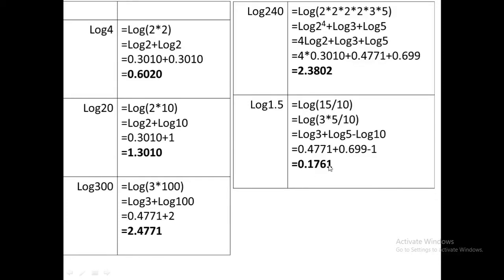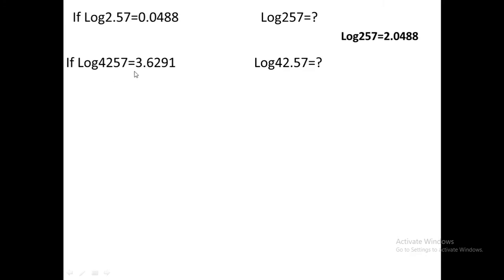But sometimes we get a hint, like if log 2.57 is this much, what will be the value of log 257? There are 3 digits before the decimal, so we have to write 2, and the value after the decimal will remain the same. Similarly, for 4257 it is 3.6291; this 6291 will remain the same, only instead of 3 we will write 1.